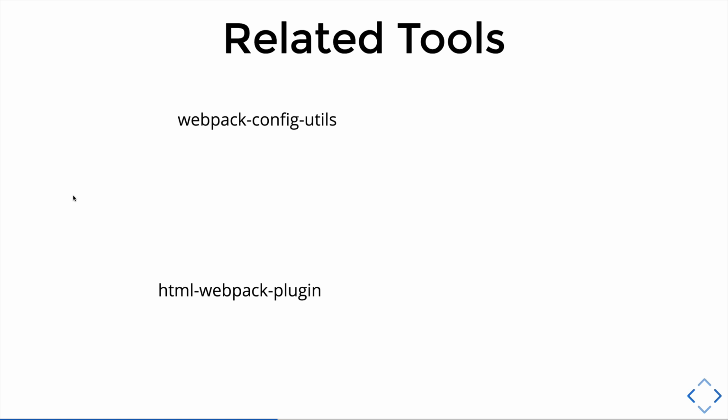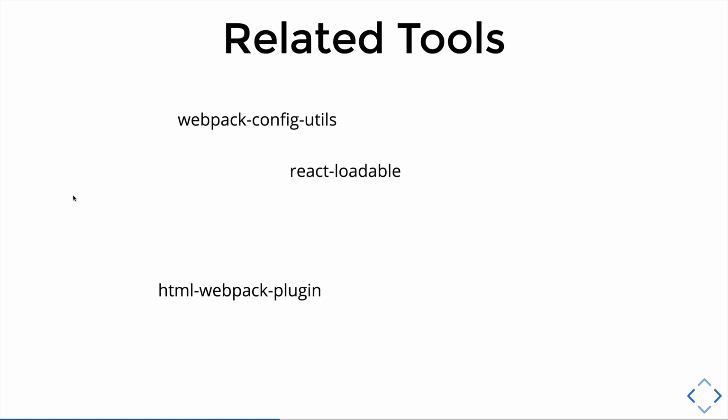HTML Webpack plugin. Webpack config utils is a library that I wrote to make it so that you can write all of your config in a single file. Because if you've seen, some projects have webpack.dev.config.js and webpack.config.prod.js, different versions of their Webpack config. I think that's confusing and harder to maintain. So this tool just gives you a couple of utilities to make it so you can really easily put all of that config in a single file. And I think that makes it a little easier to maintain.